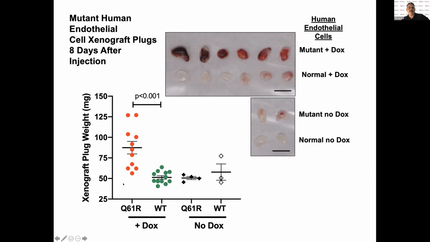And then below are some controls where the mice were not on doxycycline diet. Below here, you can see a graph, and what it's showing you here is the weight of these plugs, which kind of measures how much these cells grew. And as you can see, there's blood in there, so they formed vessels. So you can see that the cells that had the Q61R mutant gene in them, the human endothelial cells, and the mice were on doxycycline diet, the plugs were much heavier than the endothelial cells that had the normal gene turned on. So we can take those plugs and we can fix them with chemicals and then cut sections through them and actually look at the blood vessels inside those plugs.